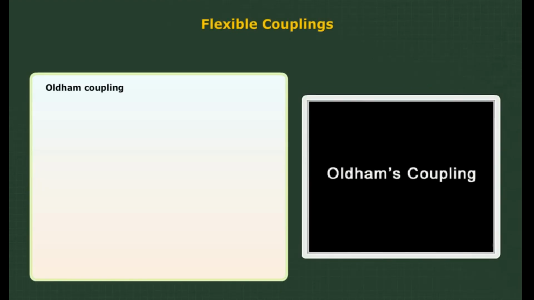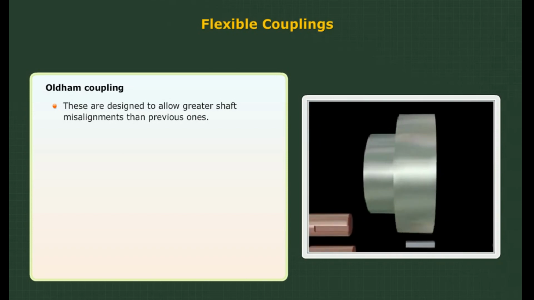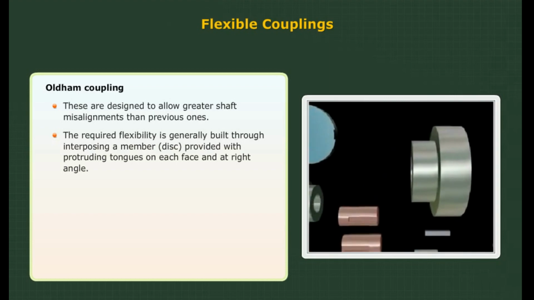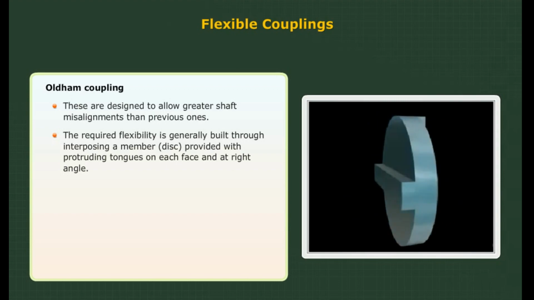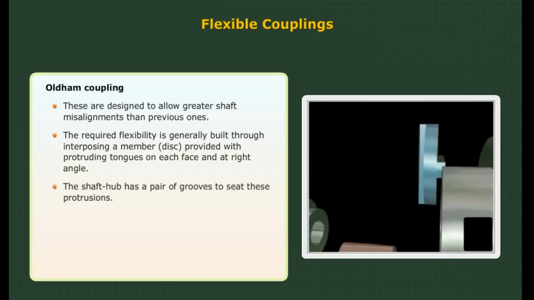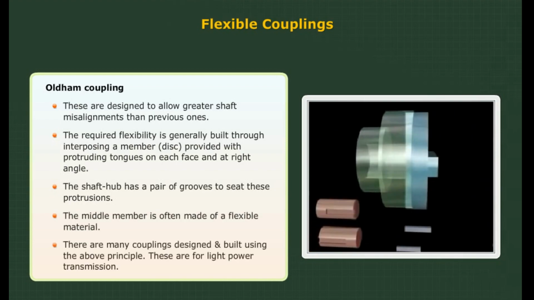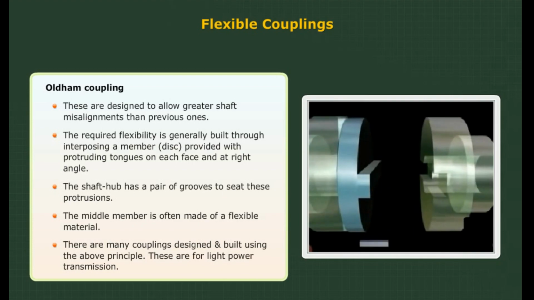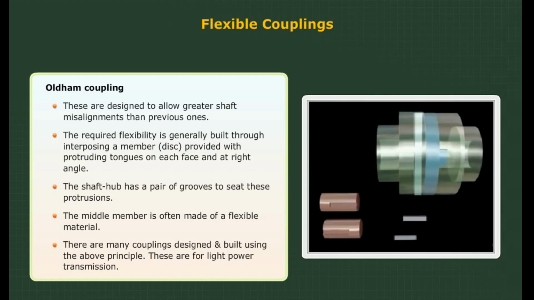Flexible couplings. Oldham coupling. These are designed to allow greater shaft misalignments than previous cases. The required flexibility is generally built through interposing a member, a disc, provided with protruding tongues on each face and at right angles. The shaft hub has a pair of grooves to seat these protrusions. The middle member is often made of a flexible material. There are many couplings designed and built using the above principle. These are for light power transmission. Some of these are here.